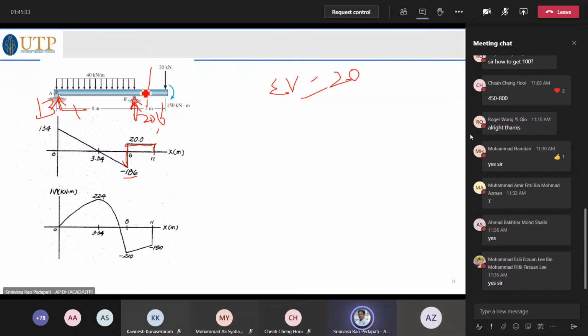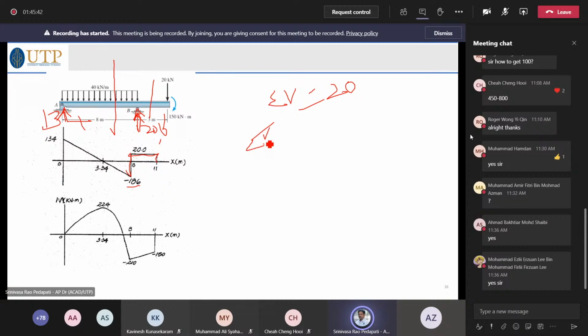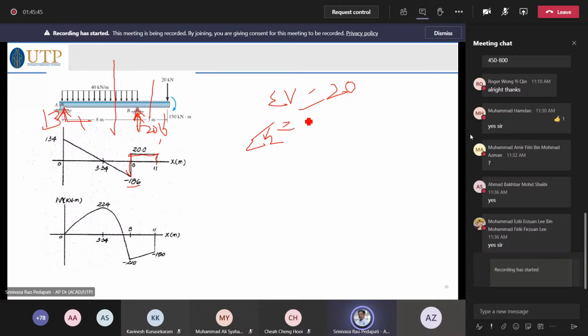Therefore, it will change to plus 20 minus 186 because the opposing force is at the junction B. After junction B, if you take the section here, what is sigma V at that section 2, that is V2? V2 is equal to 20 downwards minus 206 upwards, with downwards as positive, plus the distributed load 40 times x, because if this distance is x, you can say 40 times x. So the equation is 40x.